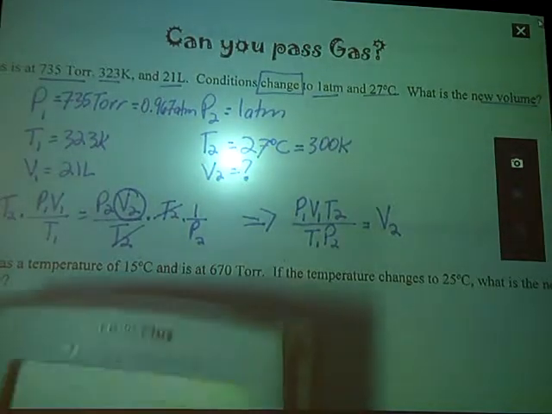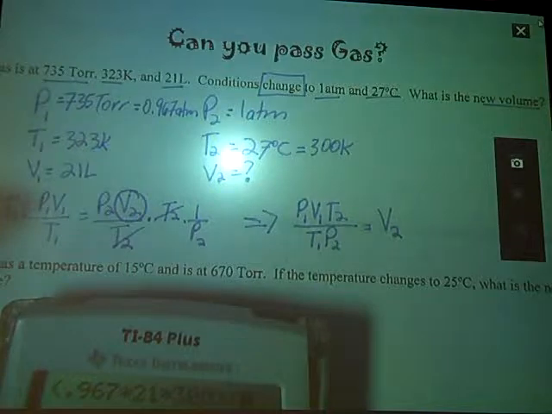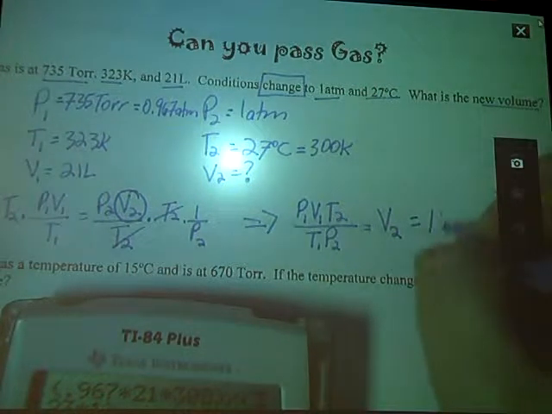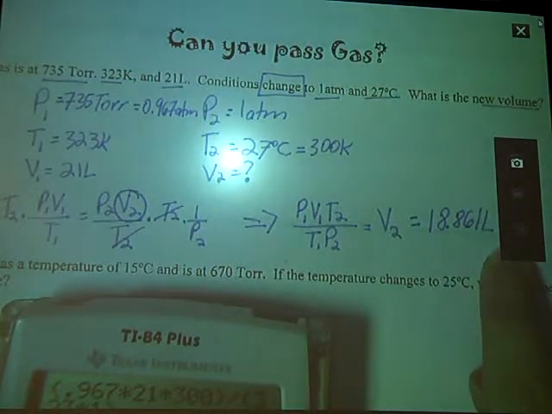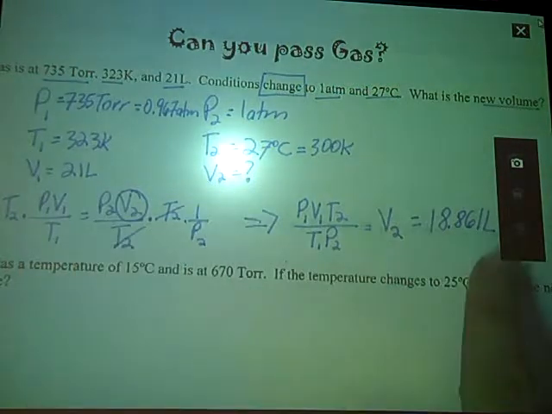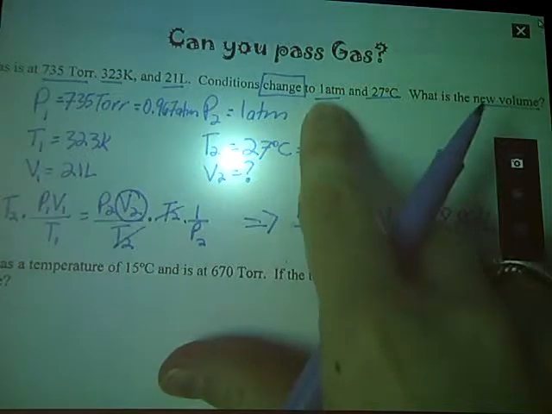So let's see. P1 is 0.967 atmospheres. V1 is 21. T2 is 300. T1 is 323 times P2 is 1 atmosphere. That gives me a new volume of 18.861 liters. Since this side was in liters, my answer will also come out in liters. How many sig figs can I have? Oh dear. Maximum of 2.